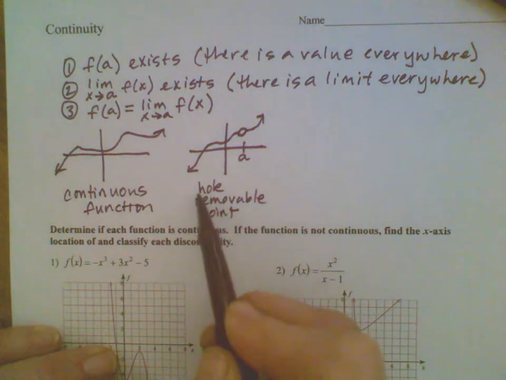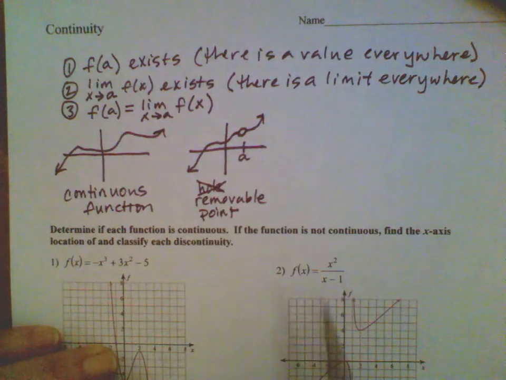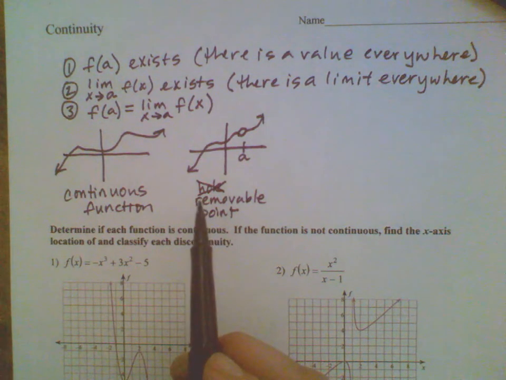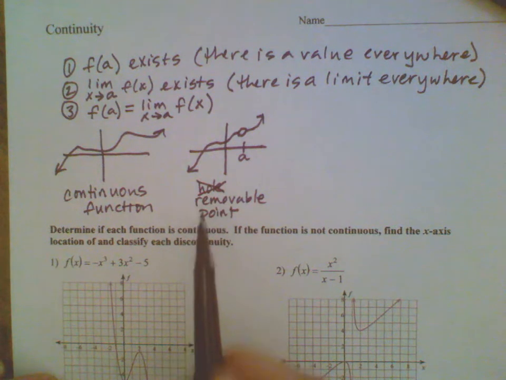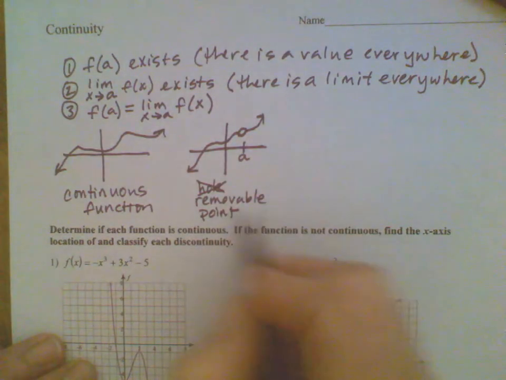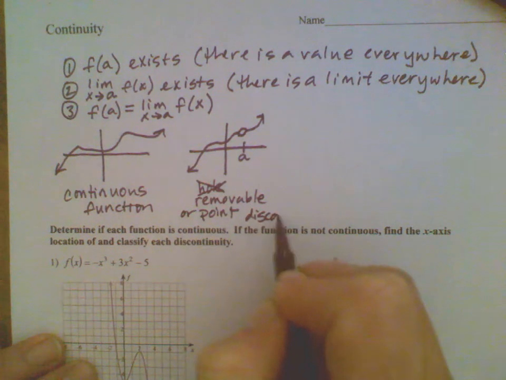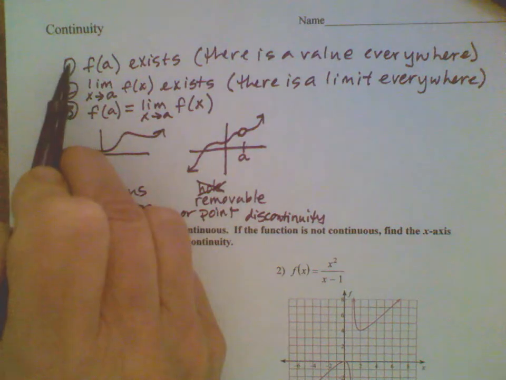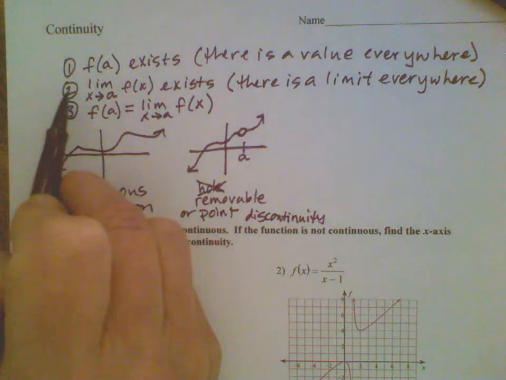Now, I don't love the hole definition because I'm going to show you there are situations where it looks like there's a hole, but there really isn't a hole. And so removable and point discontinuity are a better way to call that. So this is removable or point discontinuity. And that's, again, where the first thing fails. Okay, so now let's look at the next one.